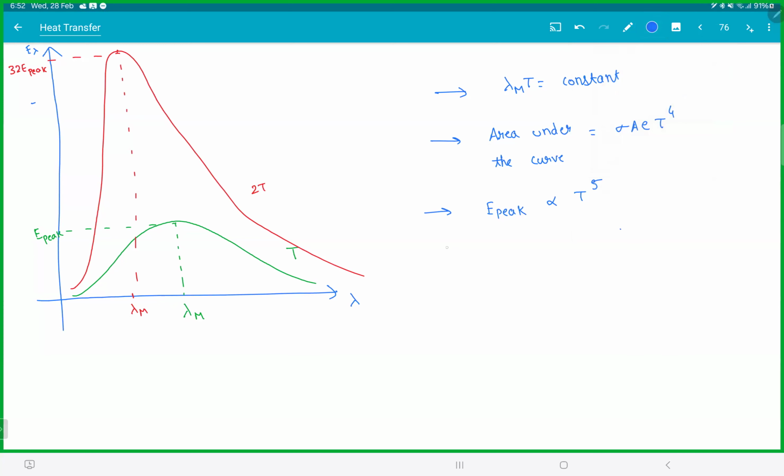Getting this thing? So here, area of T by area of 2T will be how much? 1 by 16. E peak of T by E peak of 2T will be 1 by 32. So lambda m for T by lambda m for 2T will become half, 2. Take it out. Area becomes 16 times, peak value becomes 32 times, and that lambda m shifts by half. So this is Wien's displacement law.